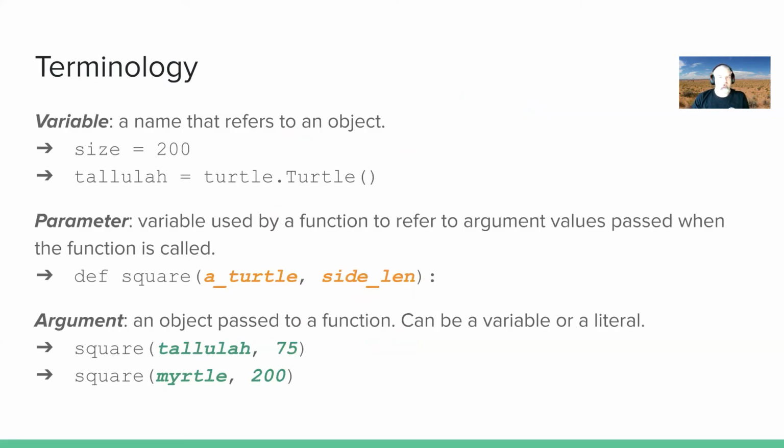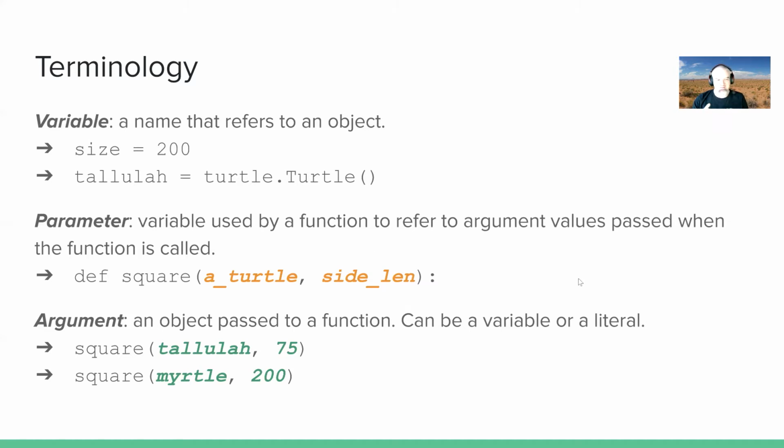All right, so a quick review on terminology. A variable is a name that refers to an object. So we're basically just creating an object and giving it a name, and that's what a variable is. Here we're creating an object called size. We're giving it the name size, and we're assigning it the value 200. Here we're creating a variable called Tallulah, and assigning an object of type turtle to it, right?